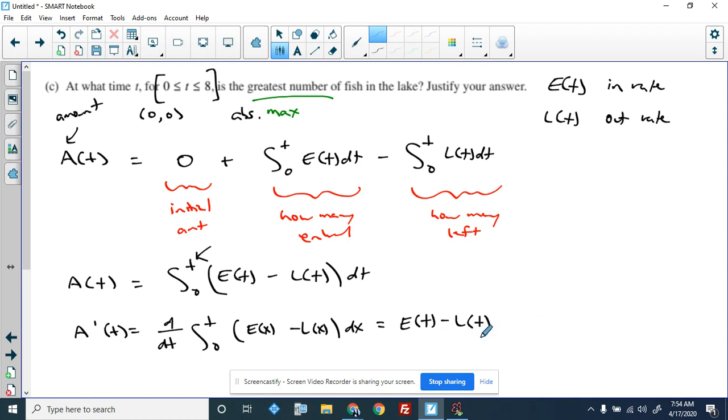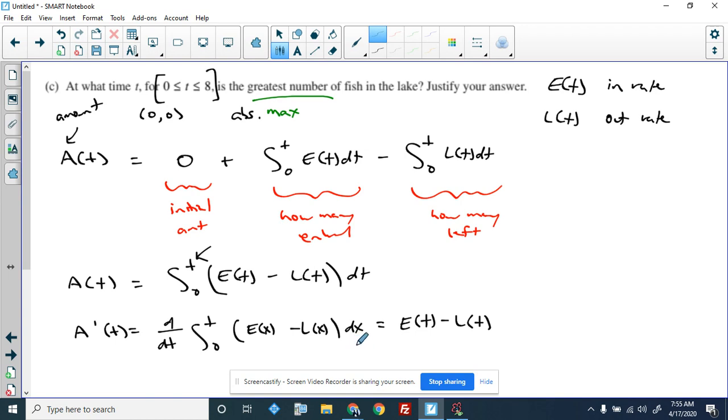So if you think about it, you're trying to find the rate at which there are fish in the lake. Well, that's going to be this net rate of how much comes in minus how much goes out. And notice the starting amount doesn't matter, because if you were to take the derivative of whatever that number is, you're going to get 0. And that might be part of the reason why they didn't tell you. Okay, so here is our derivative right there.